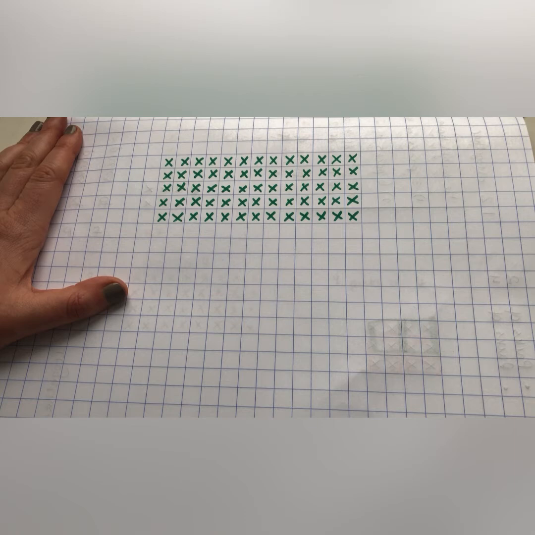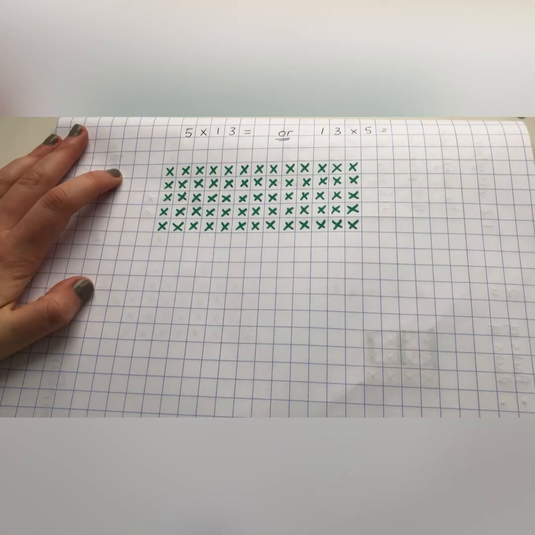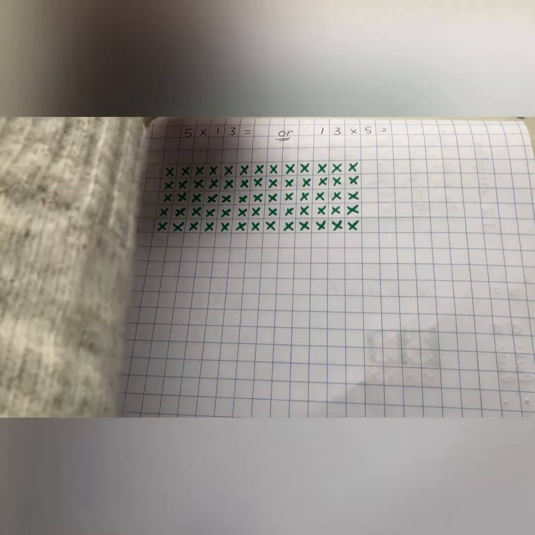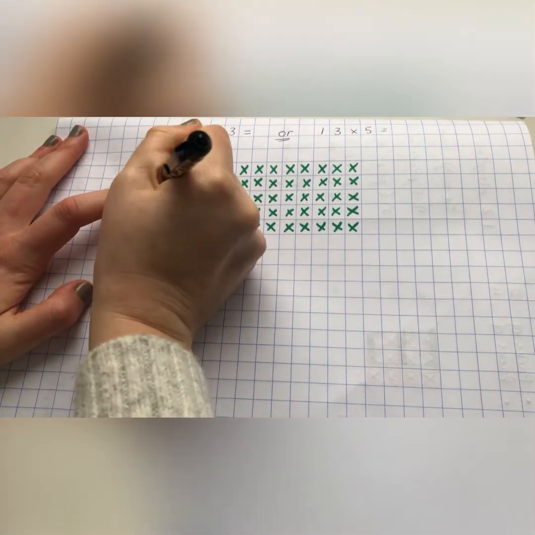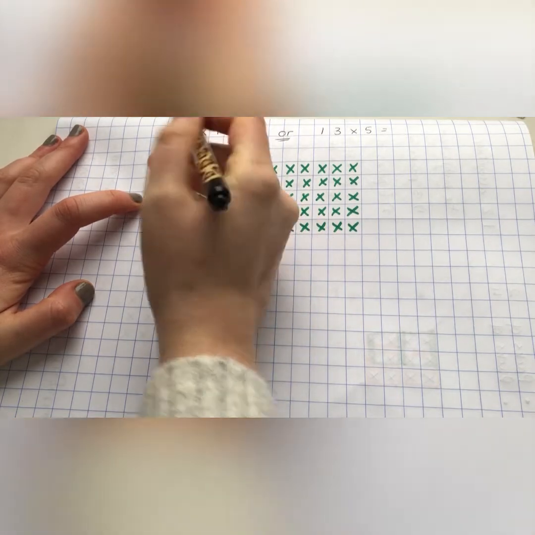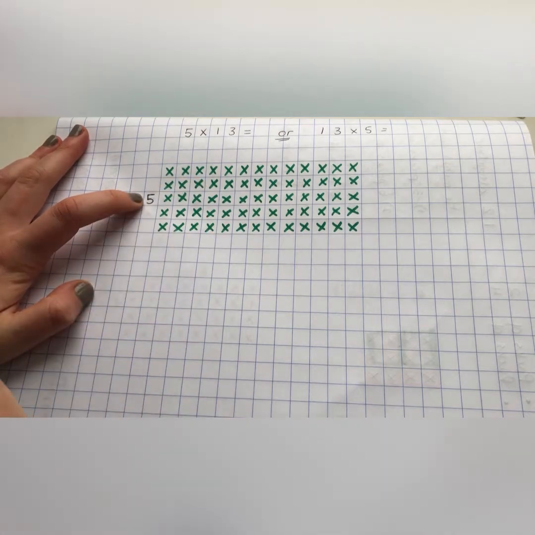So to start us off, have a look at the array on the screen. What number sentence is this array showing? Well done if you said 13 multiplied by 5 or 5 multiplied by 13. That's what the array shows. I'm now going to add some extra labels to my array. I'm going to add a 5 here to show that there are 1, 2, 3, 4, 5 in each group. That's also from my multiplication number sentence.